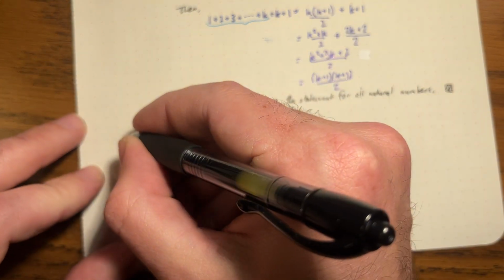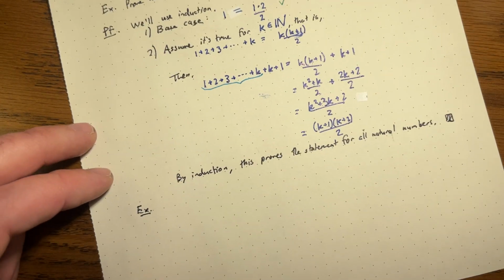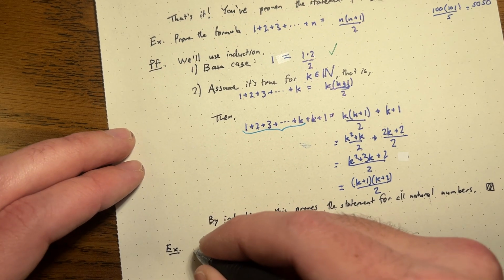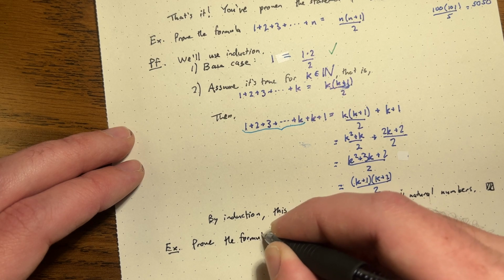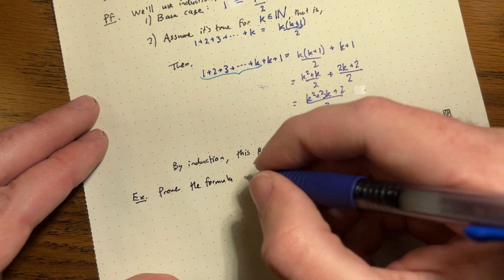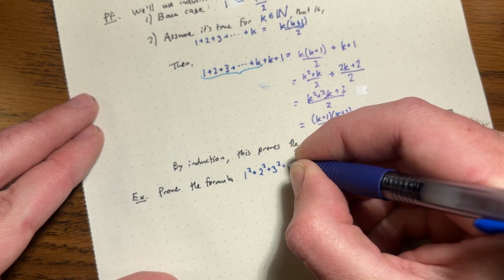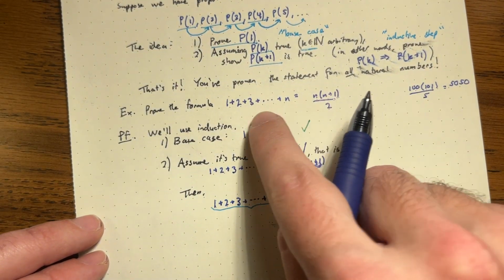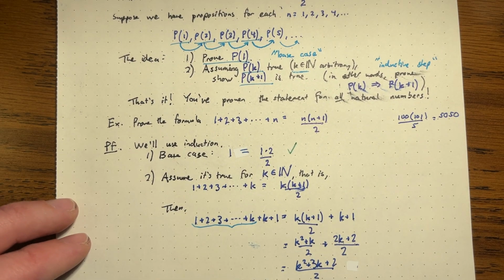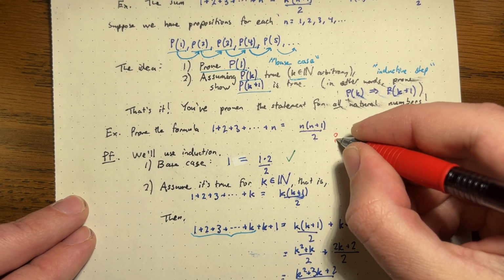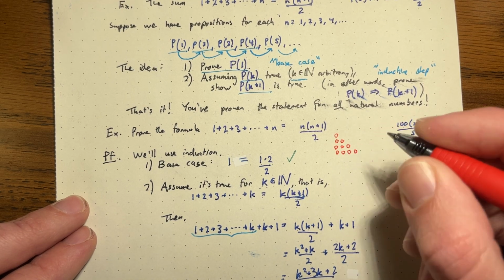Let's do another example. This is one where it's really important to do several examples. So let's prove a slightly more complicated formula. This is another one of my favorites. If you add the numbers 1, 2, 3, 4, etc., these are called triangular numbers, by the way, because you can make a triangle out of them. They form a triangle.